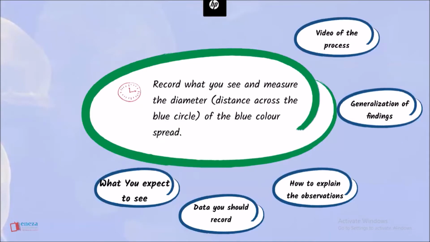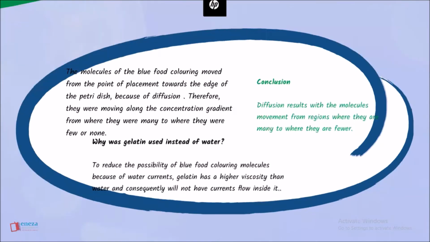So we have seen the observations. Now the next question might be, how do we explain this? The molecules of the blue food coloring moved from the point of placement towards the edge of the petri dish because of diffusion. Remember, we said diffusion is a movement, and we have seen in the experiment, the molecules moved from the point of placement towards the edge. Therefore, they were moving along the concentration gradient from where they were many to where they were fewer or none.